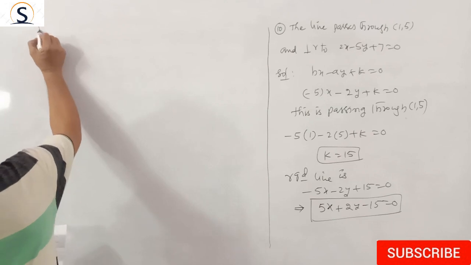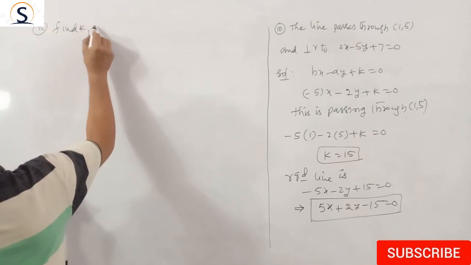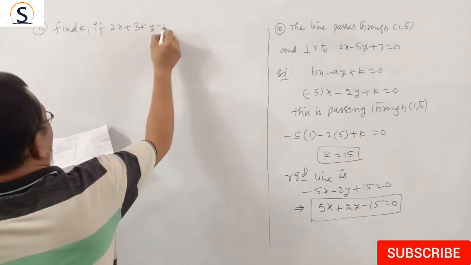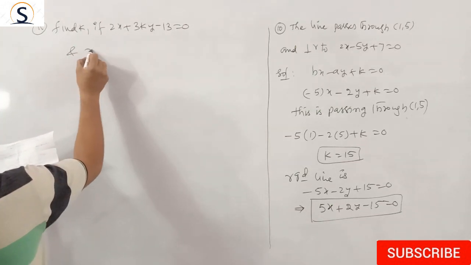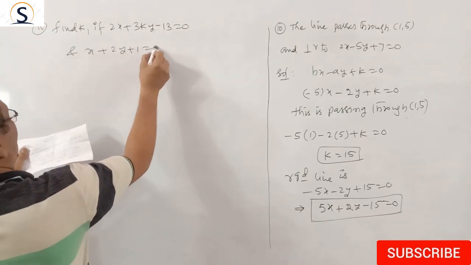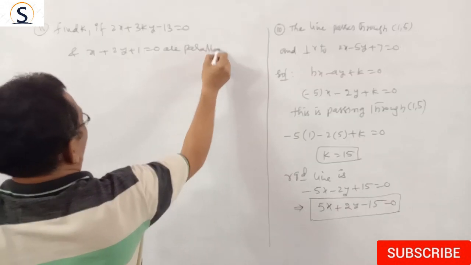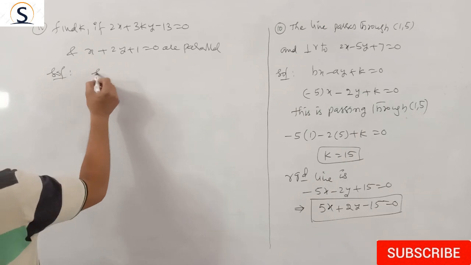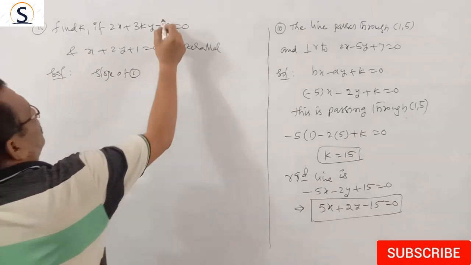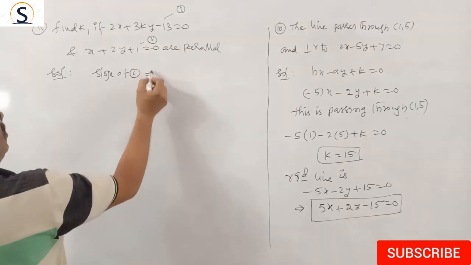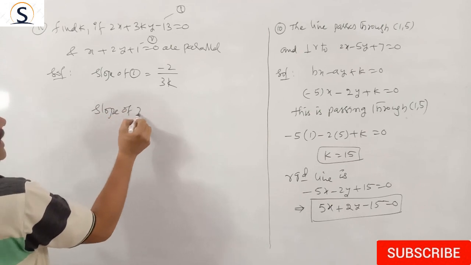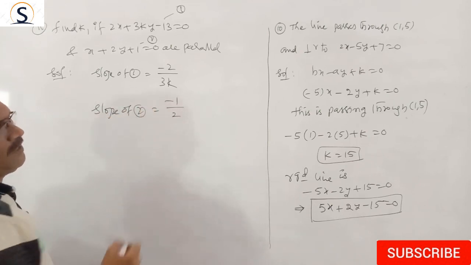Next, the 11th problem, find k if 2x plus 3ky minus 13 is equal to 0 and x plus 2y plus 1 is equal to 0 are parallel. If both the lines are parallel, then decide k value. Now, two lines are parallel if their slopes are equal. Now, slope of 1, this is 1 and this is 2, is equal to minus a by b. Next, slope of 2, second line, minus a by b. Both are equal.